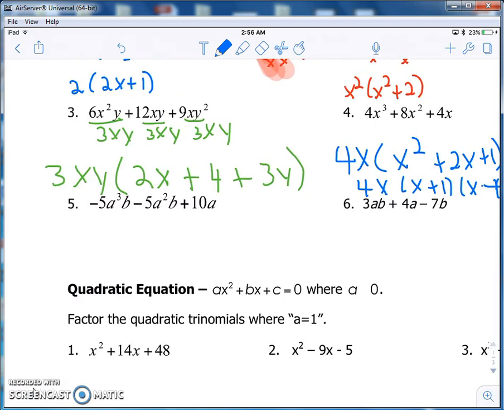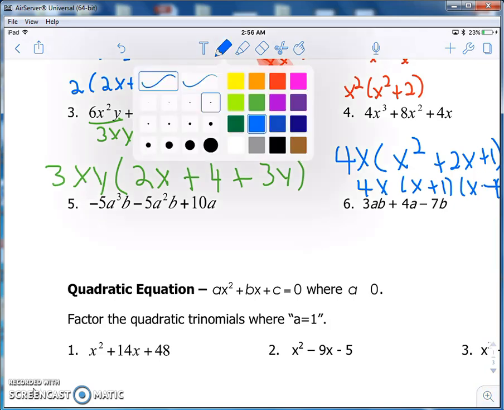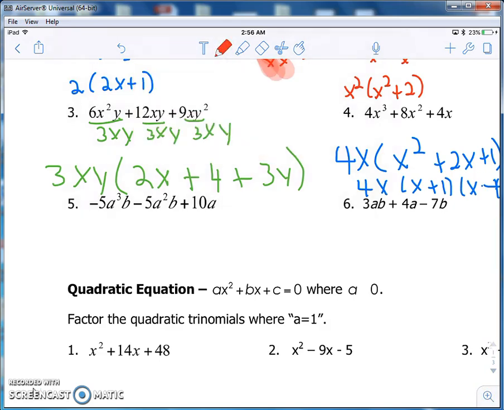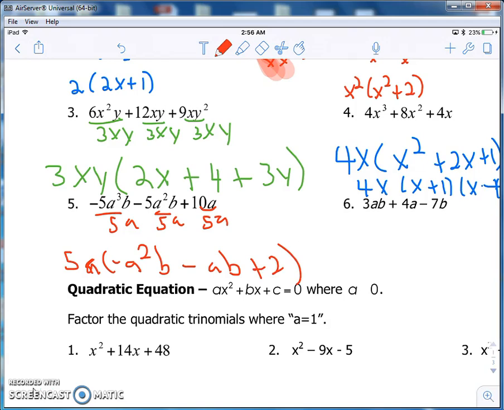Alright, 5. Everything's divisible by 5 and everything has an a in it, so there's not a whole lot that can be taken out. So divide out 5 and divide out 1a, which leaves you 5a out front, but a squared, negative a squared b, minus ab, plus 2.